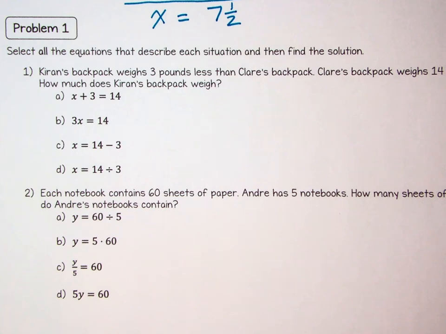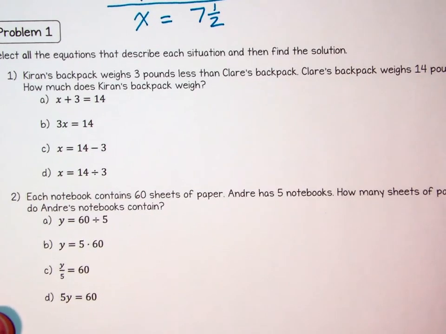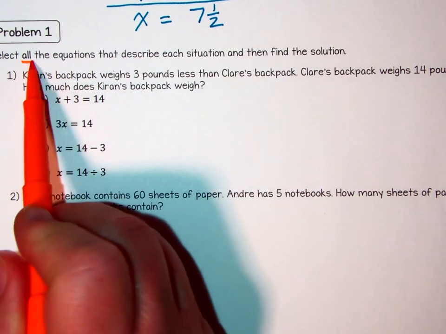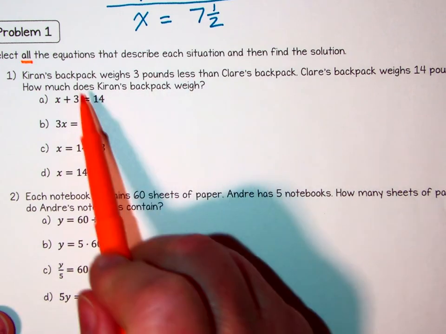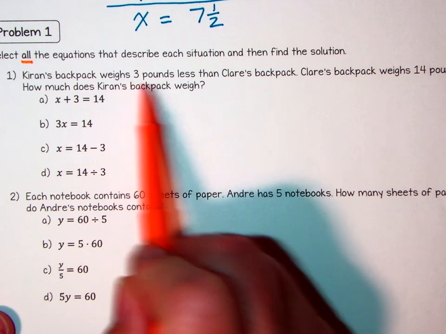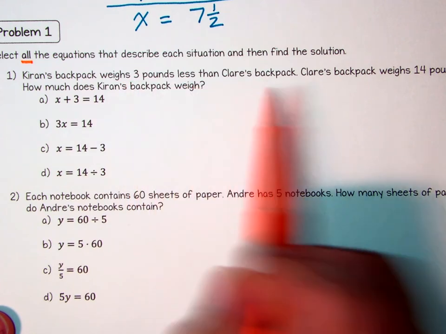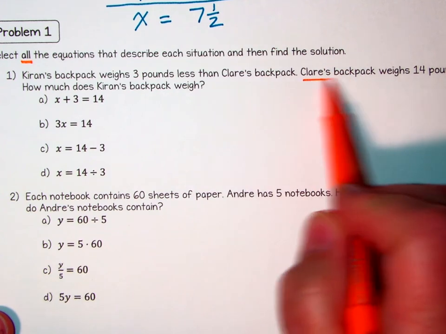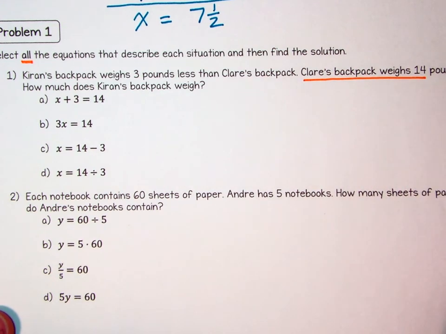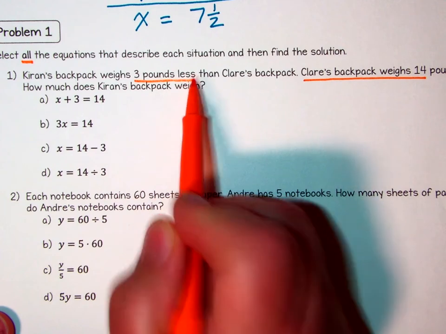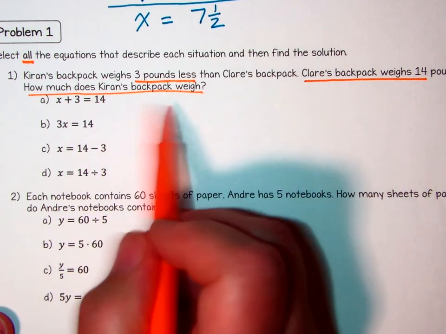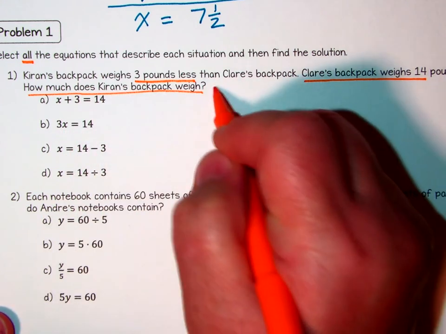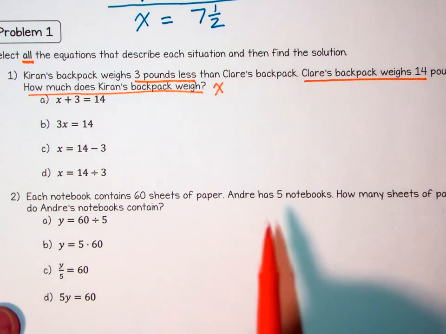Right, here we go with our problem set. This first problem is similar to one we did in the notes. It says select all of the equations that describe each situation and then find the solution. So our first one: Kieran's backpack weighs 3 pounds less than Claire's backpack. Claire's backpack weighs 14 pounds, so we know what Claire's backpack weighs. We know the difference between them is 3 pounds, but what we don't know is how much Kieran's backpack weighs. So this is our unknown, and in these equations, it's being represented by x.